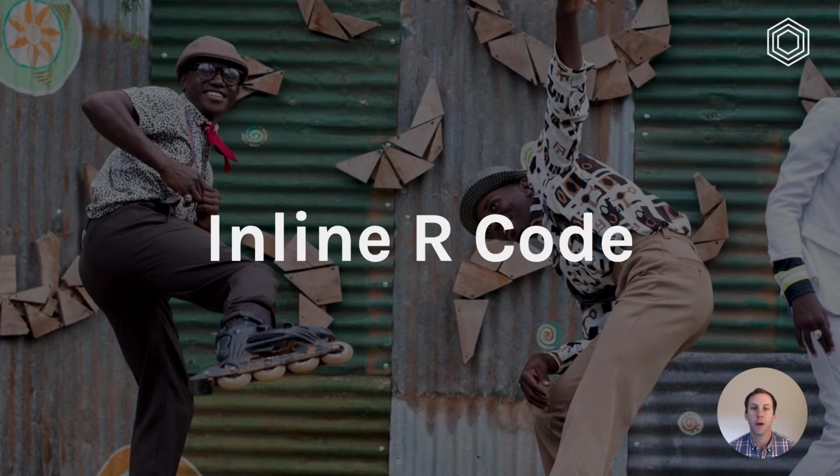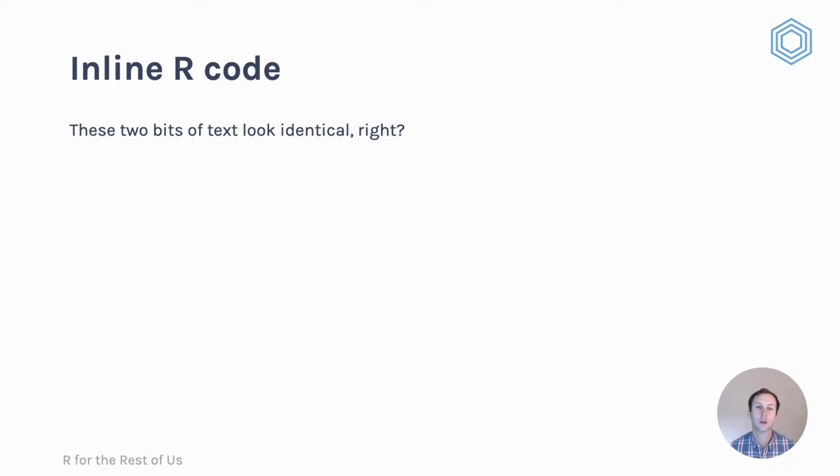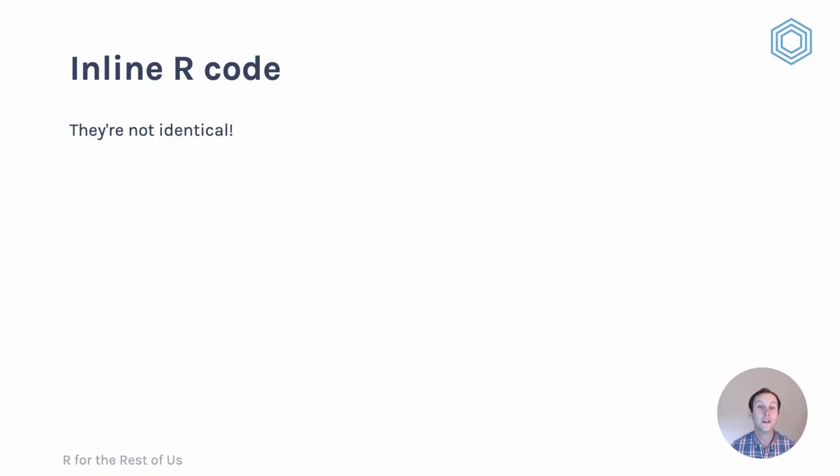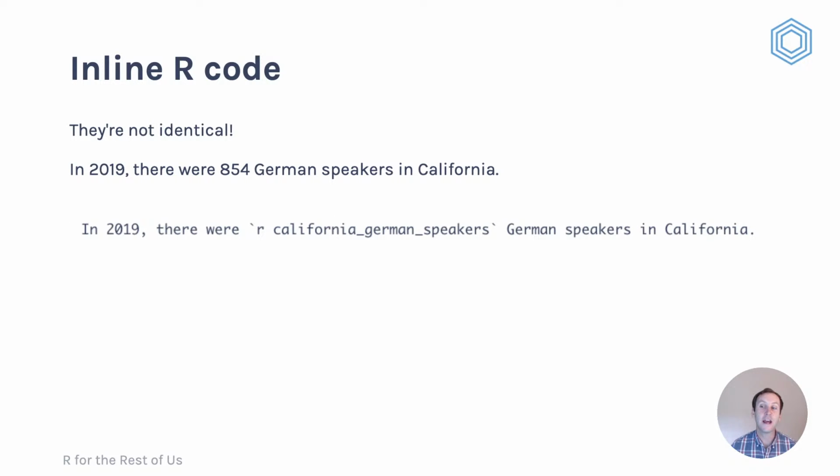The next thing we're going to talk about is Inline R Code. This is important because it enables us to make our reports as reproducible as possible. Take a look at these two bits of text. In 2019, there were 854 German speakers in California, and what looks to be exactly identical, right? Well, these are not identical. Let me show you what I used to make each of them. For the first one, I simply wrote out the text. But for the second one, I did this.